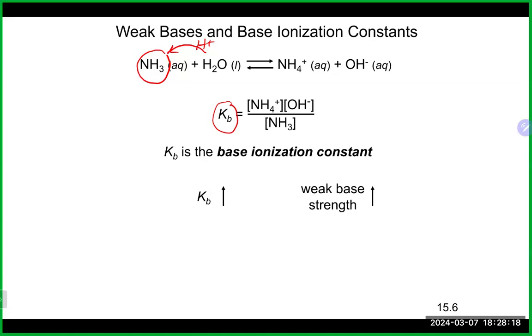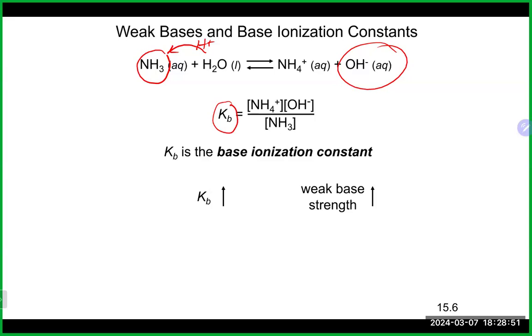Just like our KA, as the value of the KB increases, so does the strength of that weak base. And it's really the same reasoning. If we have a large KB value, that means when we reach equilibrium, we should have mainly products. And on our product side, we have free hydroxide there. So we should have more free hydroxide floating around in the solution, and it would again make it a stronger weak base versus another weak base if you were comparing those.